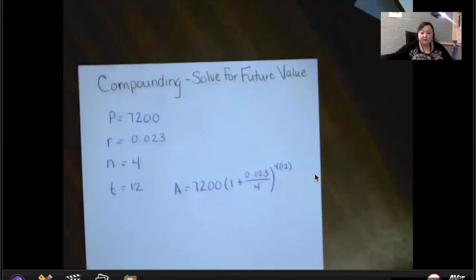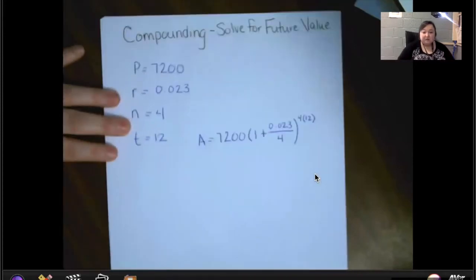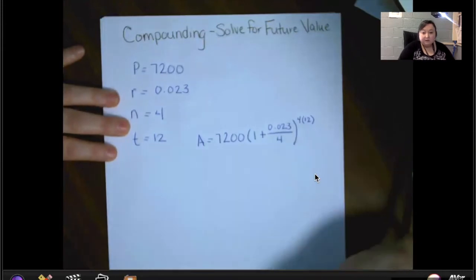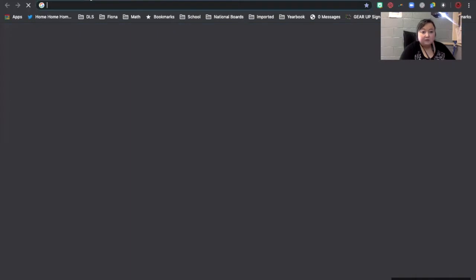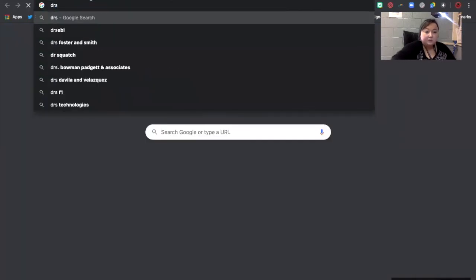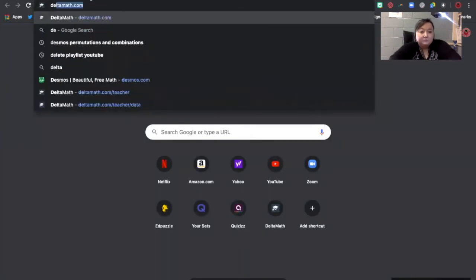So once you get that information in there, again, it's just a matter of plugging it into your calculator. So again, I like the Desmos calculator, so I'm going to go back to Desmos.